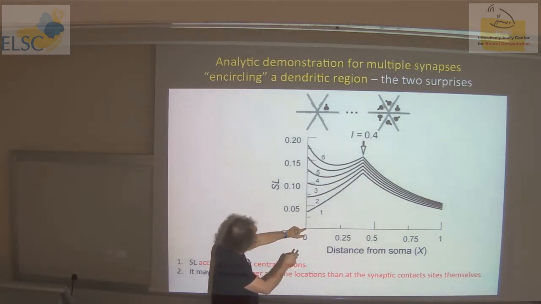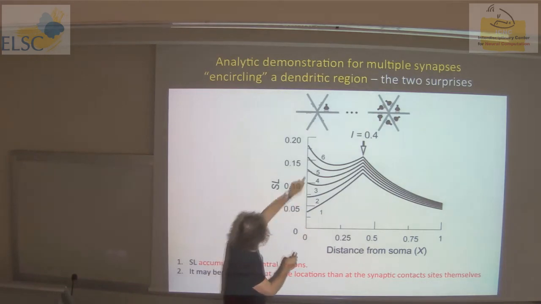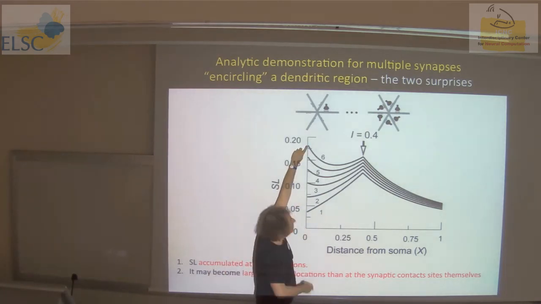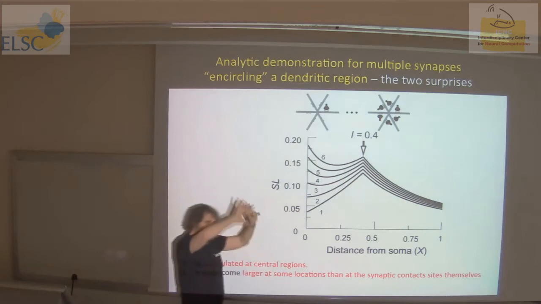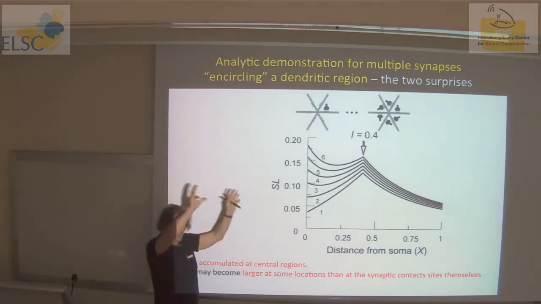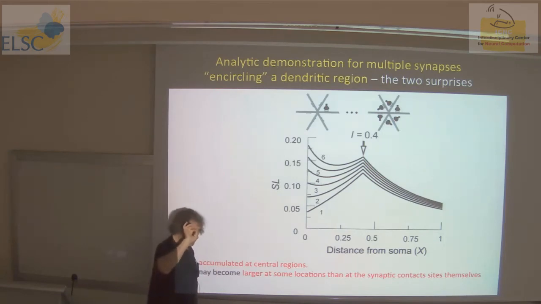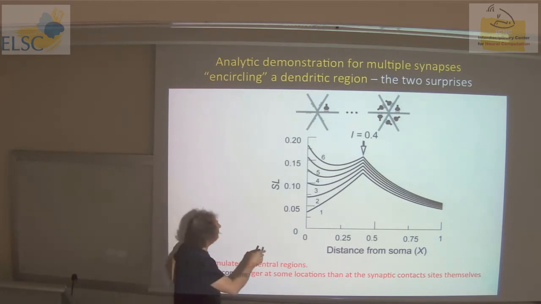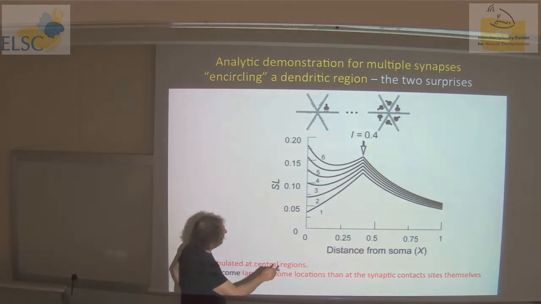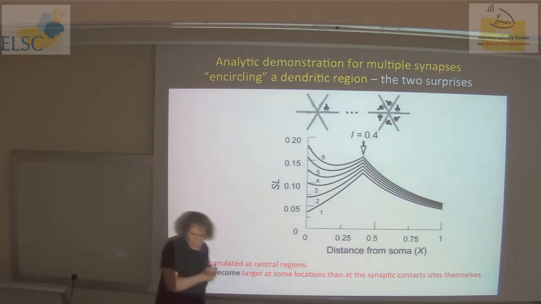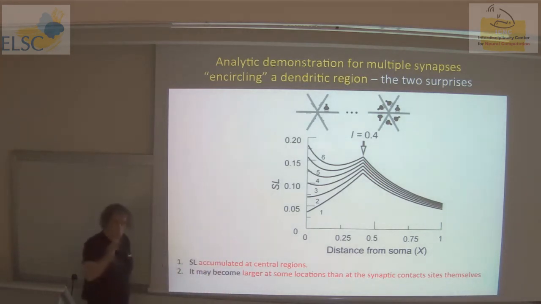You see, this will be at the synaptic site, and this will be at the middle. So that means that if I surround the region with synapses, inhibitory or excitatory, with shunt, I'm looking only at the shunt now. If I shunt around the region, I suddenly may get inhibition stronger in the center than at the synapse itself. That's completely against the intuition of every biologist.